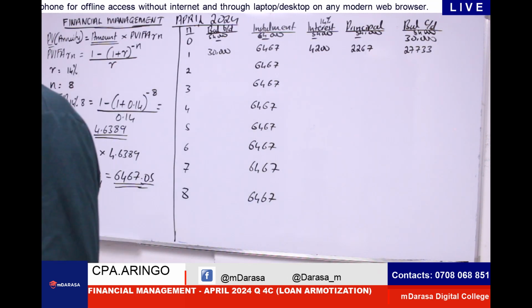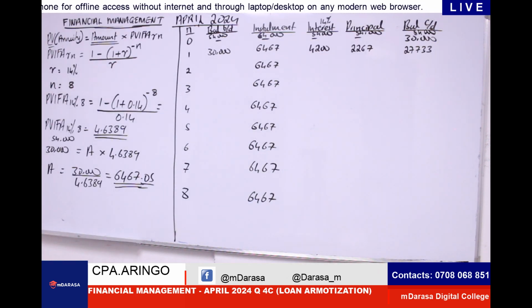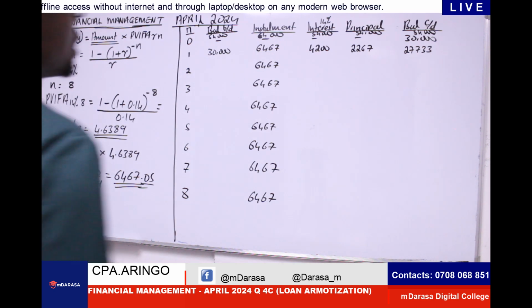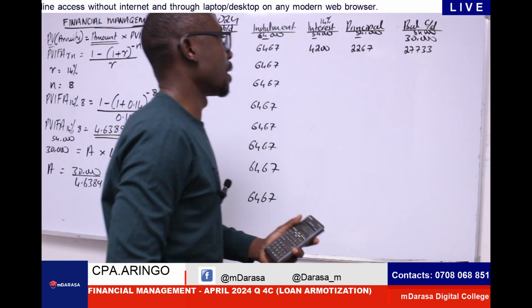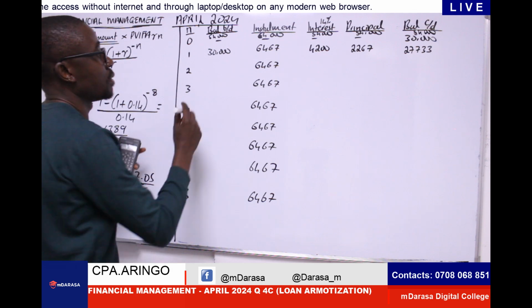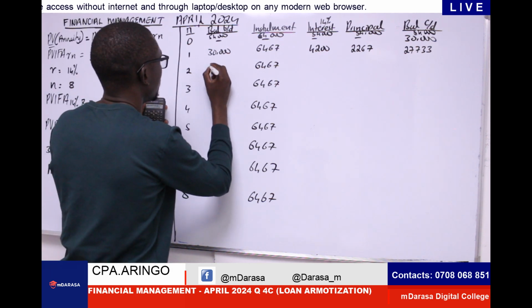Let's take that first. Let it sink. For you to determine your balance carried down, you don't take your installment to deduct, but rather you take your principal value.